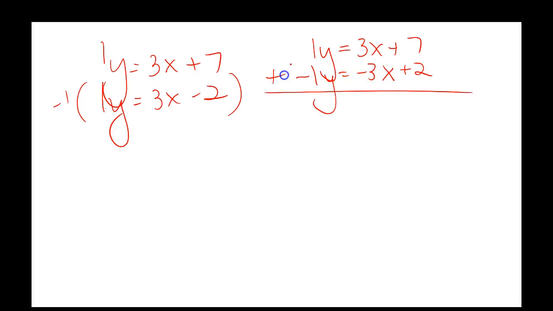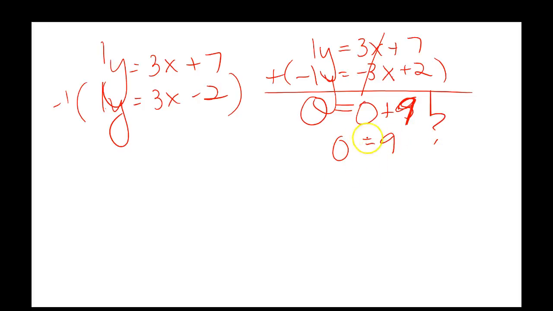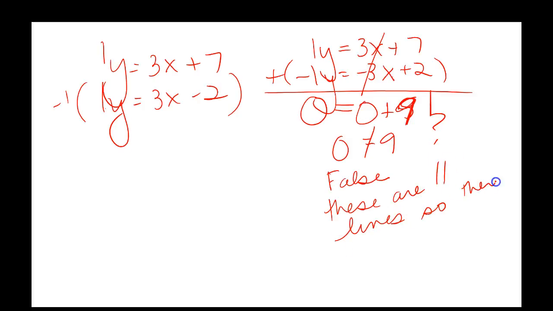All right, we're going to add these together. Remember, the equals will stay in the same position. So let's see what we get. 1y minus y. There's nothing on that side, is there? On this side, we have 3x minus 3x. Well, that's really 0. And then we have 7 plus 2 is 9. Well, look at this. Is 0 equal to 9? Well, no. This is false. That means these are parallel lines. So there are no solutions.